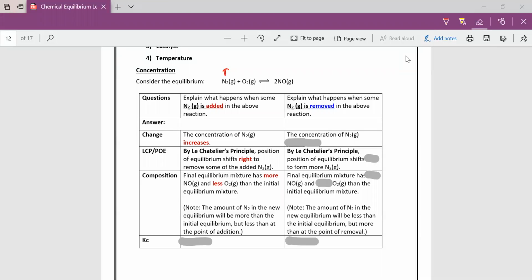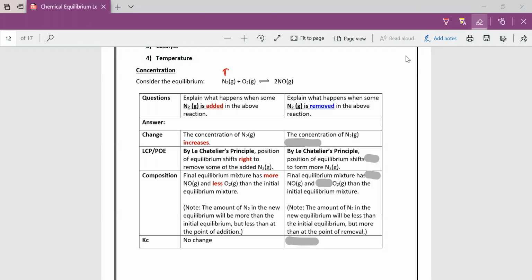So what happens to the Kc? If you remember, Kc is only affected by temperature. So basically, Kc will have no change numerically. The corresponding opposite is going to happen if N2 is removed.